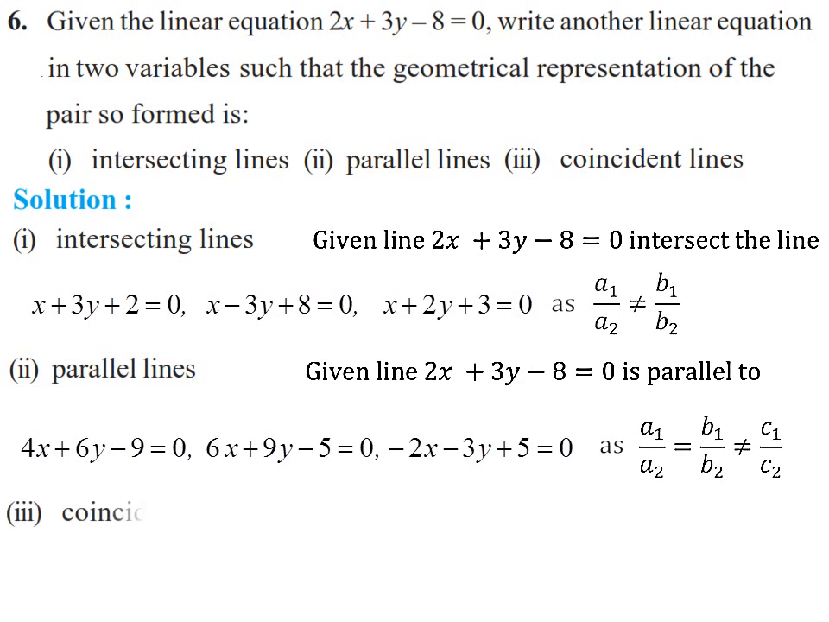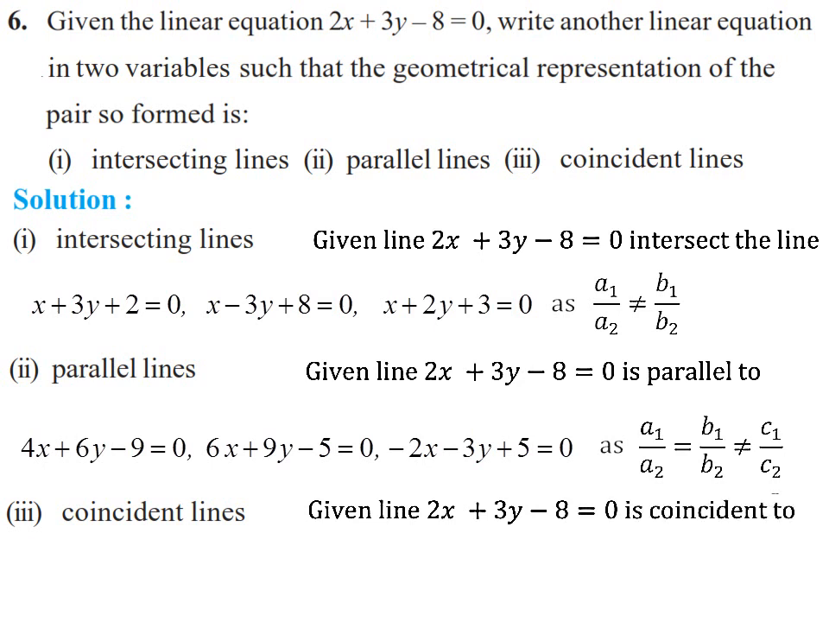And for the third case, which is for the coincident lines, again the given equation is 2x plus 3y minus 8 equals to 0. In this case we have to multiply the whole equation by any number. In the second case I just multiplied the x and y terms, but in this case we have to multiply the constant term also by the number. So in the first case I will get 4x plus 6y minus 16 equals to 0, 6x plus 9y minus 24 equals to 0, or minus 2x minus 3y plus 8 equals to 0.